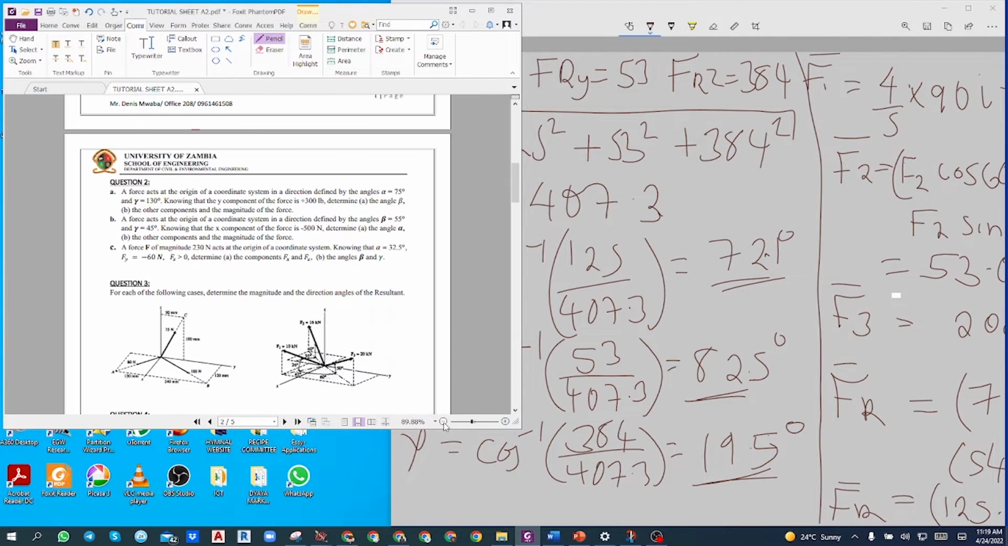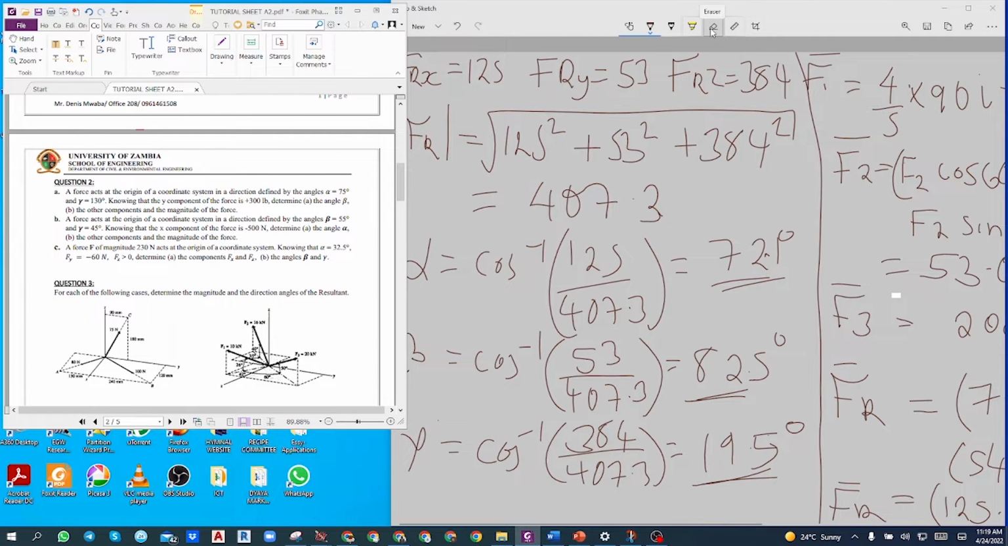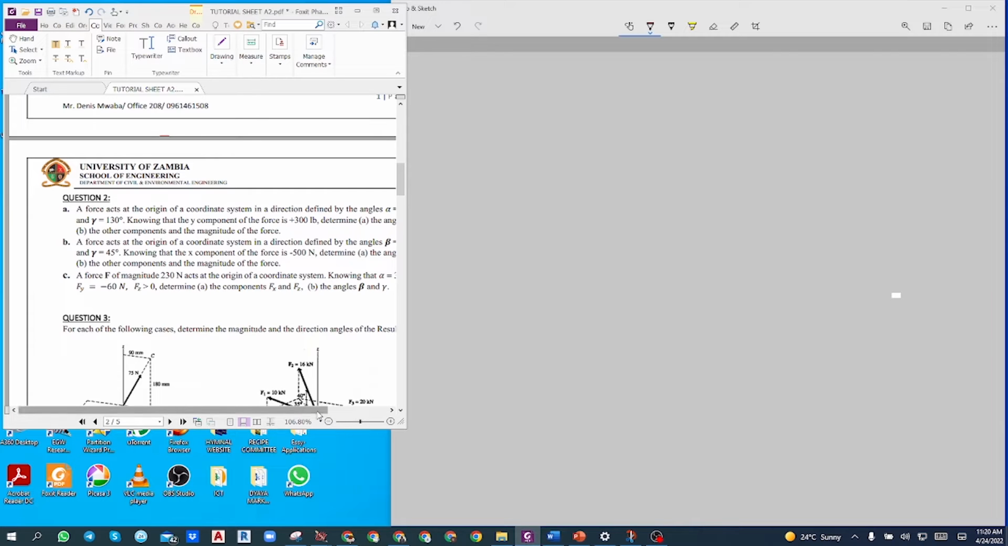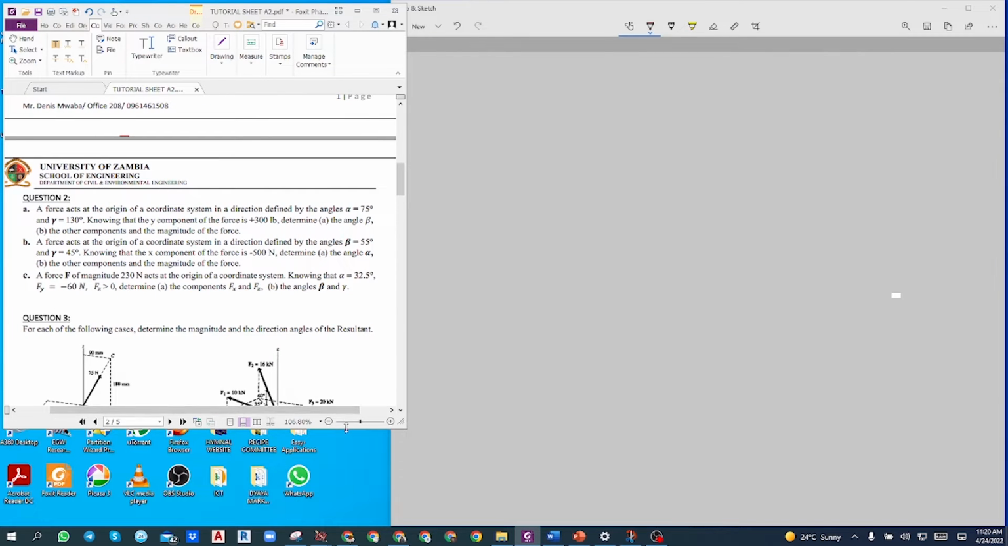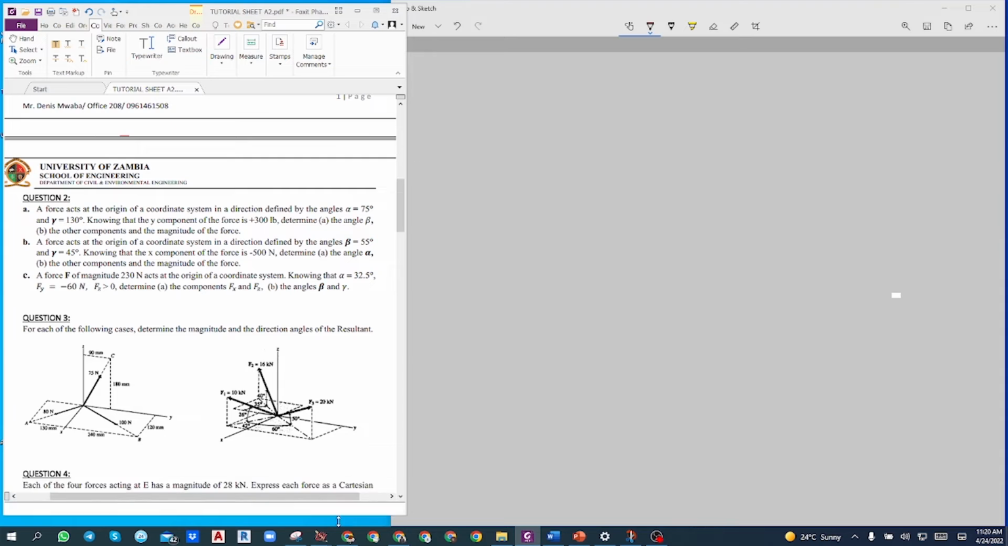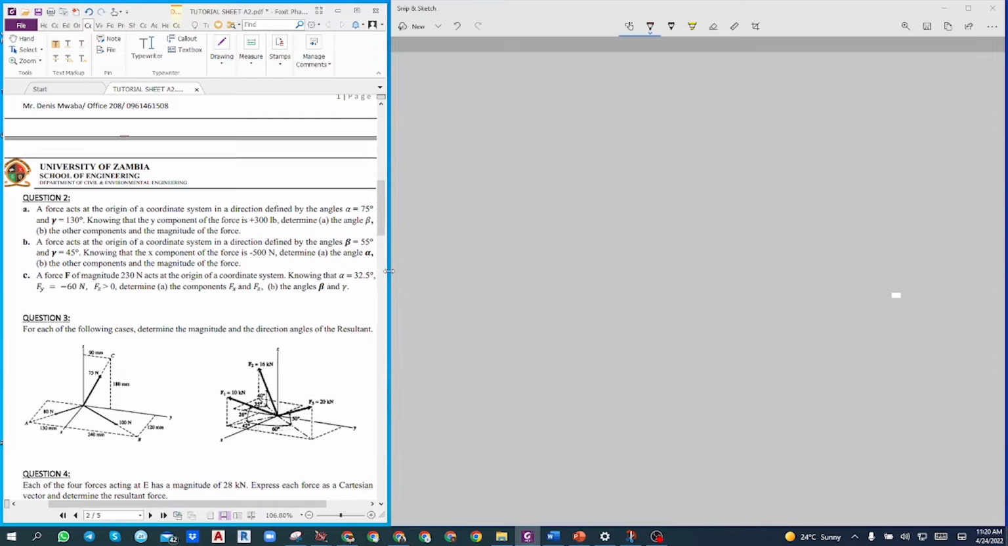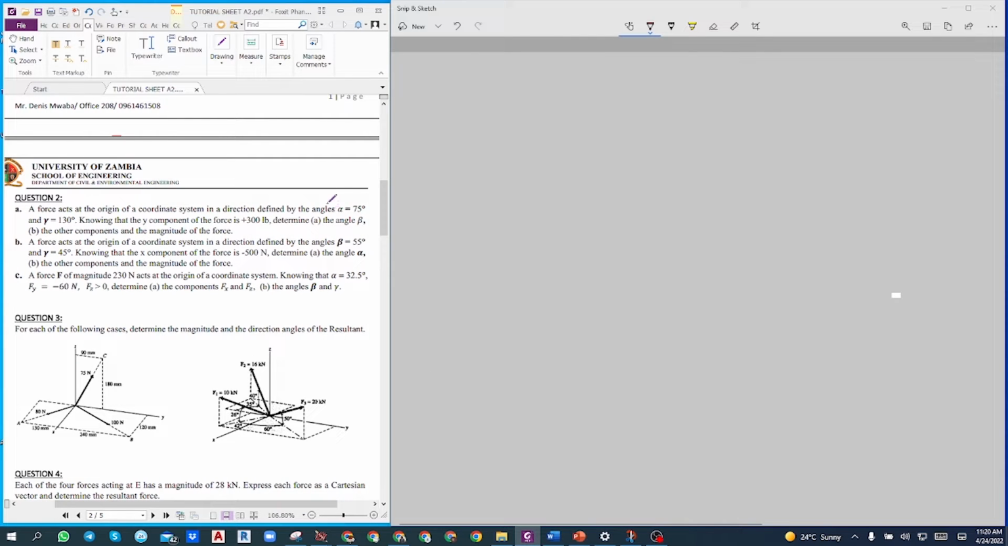Now I have to reduce the font here in order to accommodate, and then also erase this. Alright, let's go on.